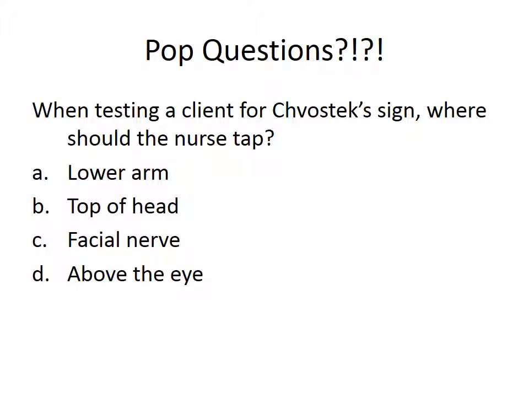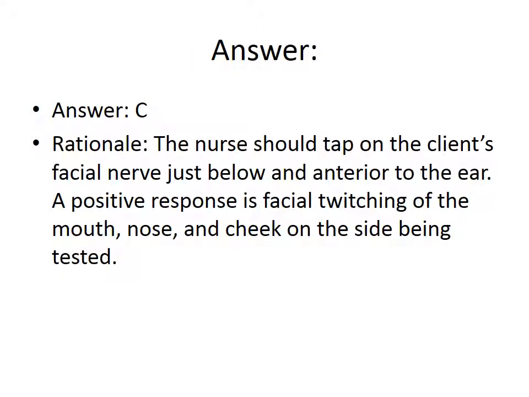When testing for Chvostek sign, where should the nurse tap the patient? Answer: the nurse should tap the client's facial nerve just below and anterior, in front of the ear. A positive response is facial twitching of the mouth, nose, and cheek on the side being tested.